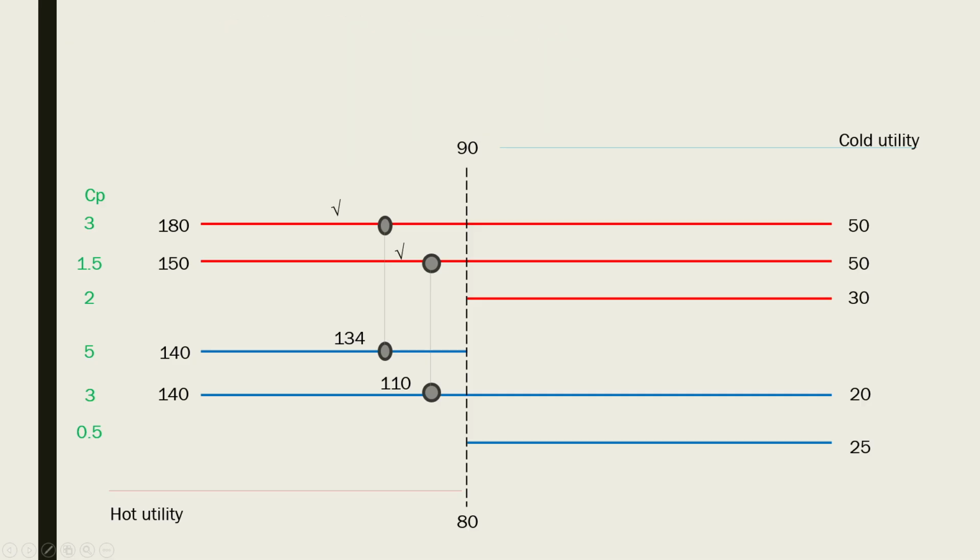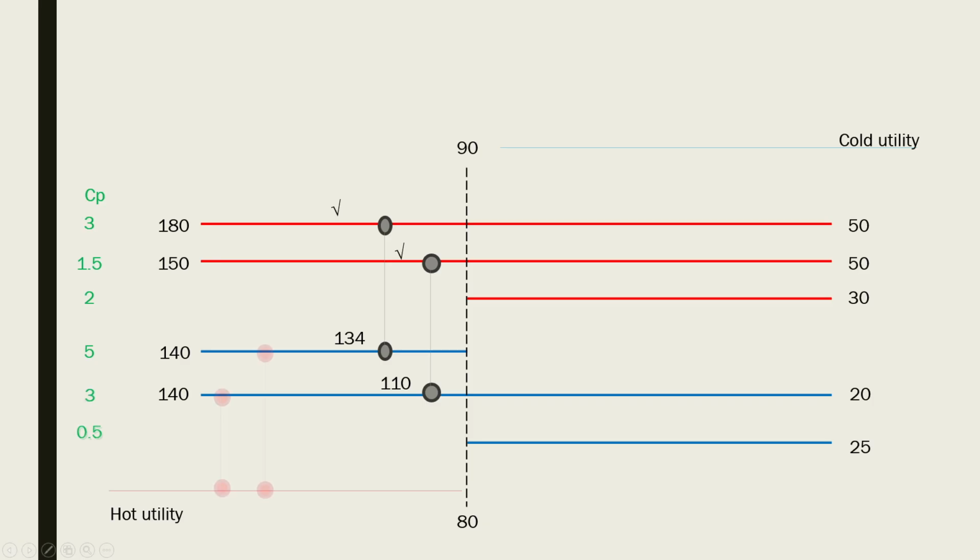Now both hot streams reach the required temperatures. The first stream is cooled from 180 down to 90, and the second stream is cooled from 150 down to 90. However, the cold streams did not reach the temperature, so the cold streams need additional heat from a hot utility to increase the first stream's temperature from 134 up to 140, and the second stream requires additional heat to increase its temperature from 110 up to 140.